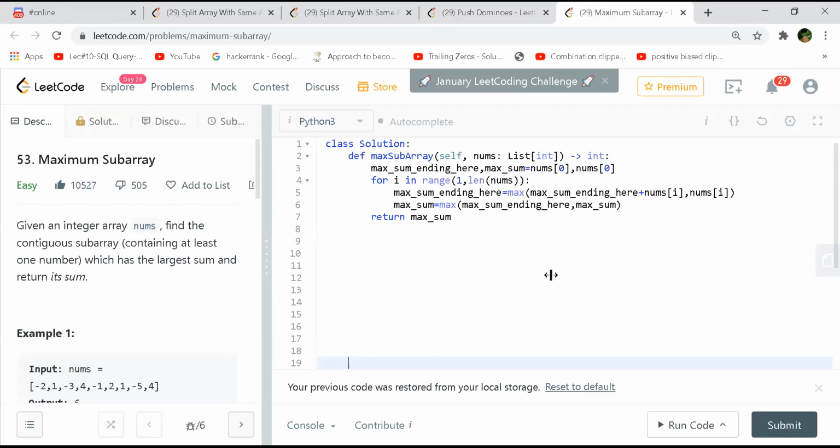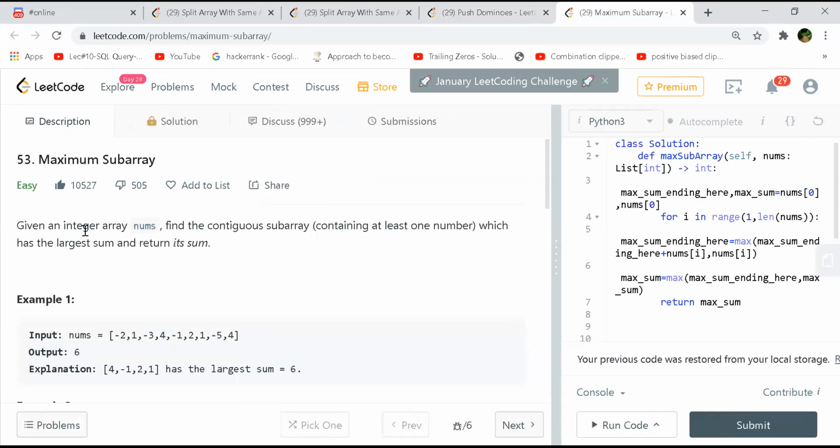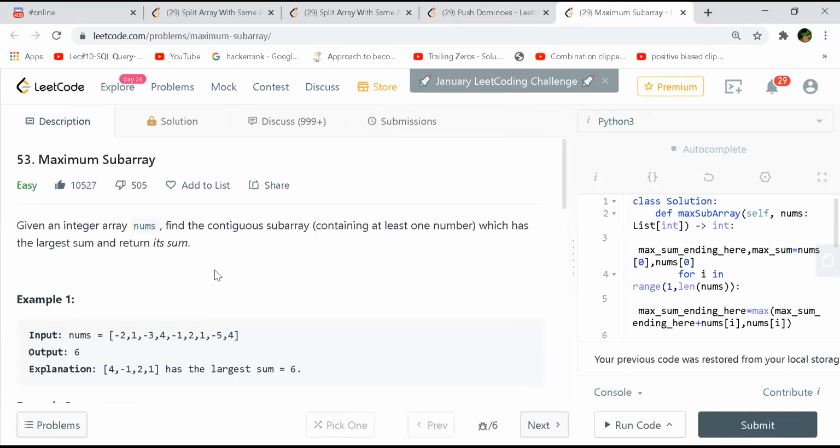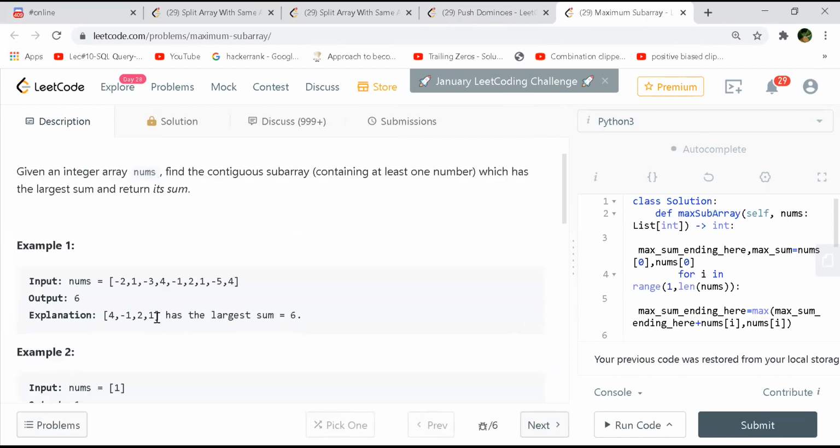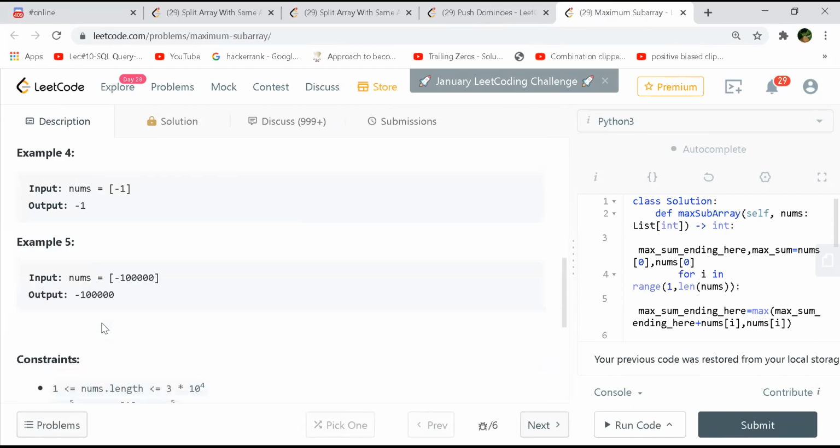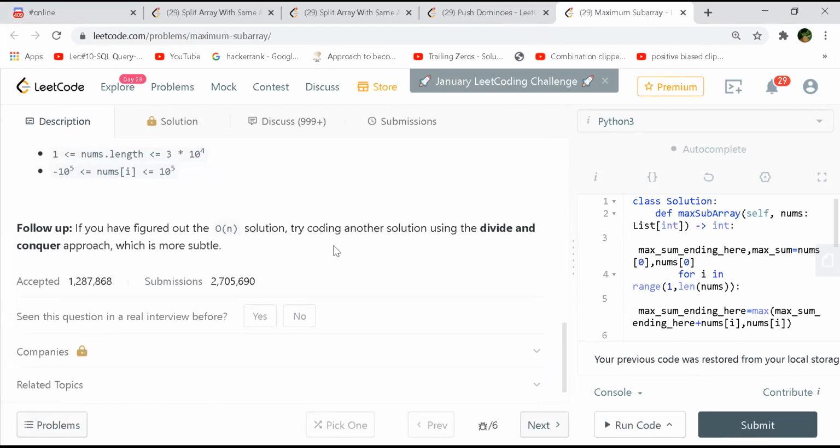So next is again Kadane's algorithm. Maximum subarray: given an integer array nums, you have to find the contiguous subarray which has the largest sum and return its sum. So this is that, right? Like 4, -1, 2. And if you have figured out a solution, try coding another solution, which is more subtle. Fine.